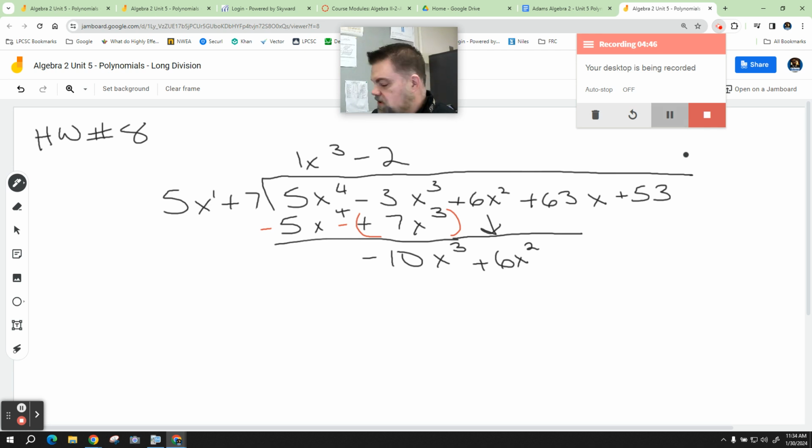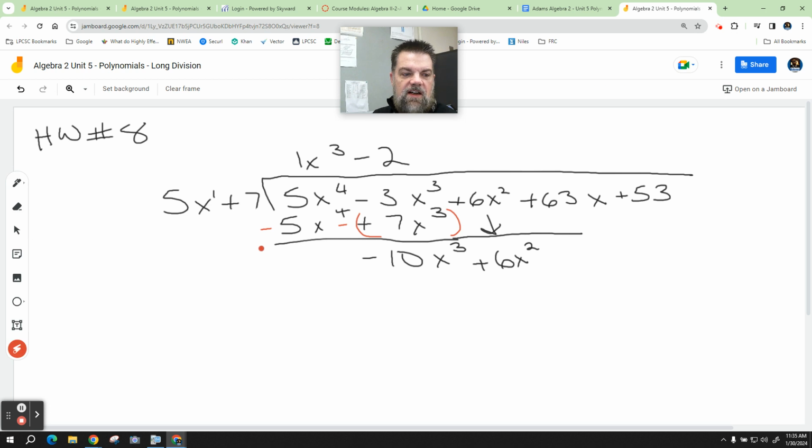All right, so now what we need to do is, it is negative 2, but the next thing we need to think about is, what do I multiply x to the first power by to get x to the third power? 2. So this becomes x squared. Multiply it out, right? I'm going to say negative 2 times 5. What's that? Negative 10.